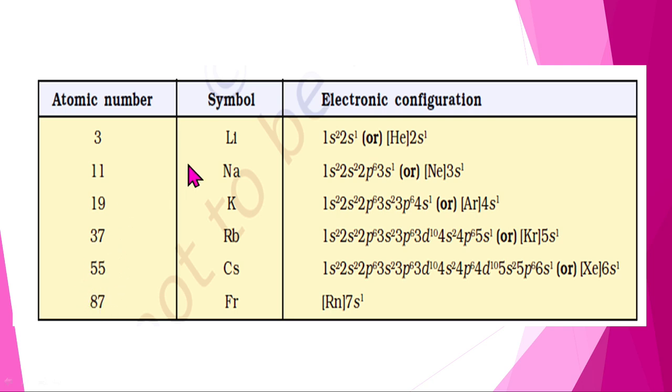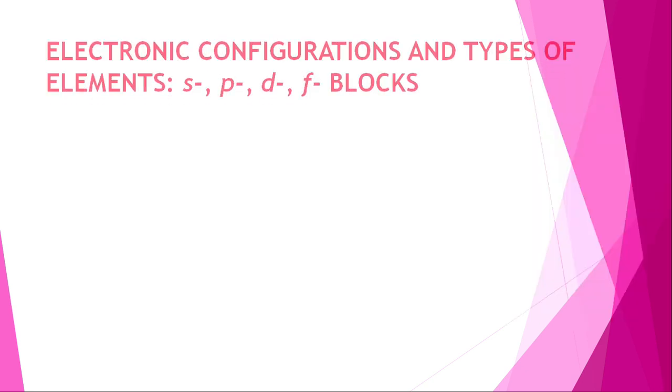And the configuration: lithium is 1s2 2s1, then sodium is 1s2 2s2 2p6 3s1, or we can say neon 3s1. So you can see the last configuration is s1, or in general we can say ns1. The outermost shell has only one electron in the s orbital. Similarly, group 2 elements will have similar configuration of ns2. So those elements which are placed in one group have similar electronic configuration.